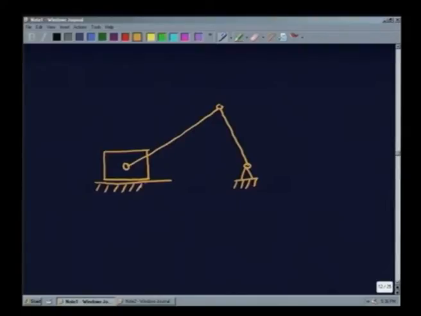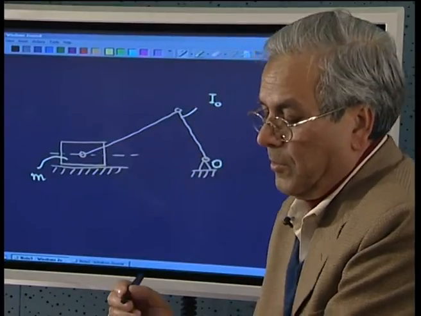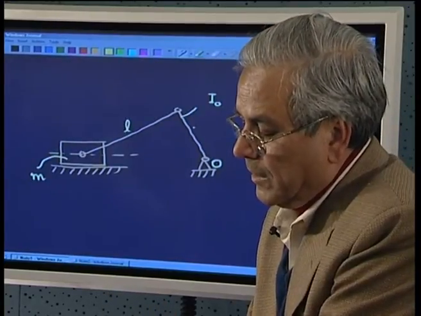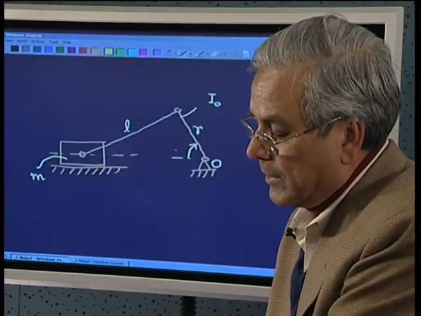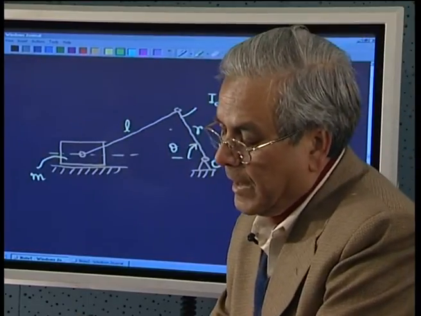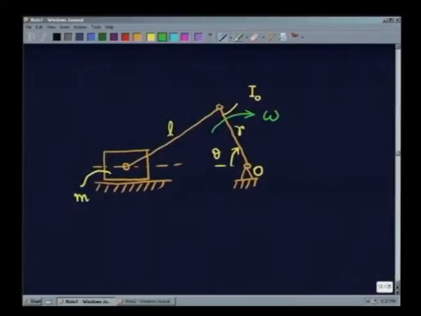This is a very useful mechanism, that is why we are using it in so many problems. Now, here I say that this is a pure rotating body about its fixed hinge here, and let its moment of inertia about this fixed hinge be I. Let us consider this is a pure reciprocating or rectilinear motion body, so I have to give only the mass of this. The length of this rod is L, the radius of this crank is R, and at any particular instant, as shown here, the angle is theta, and it is being rotated at a constant angular velocity omega.